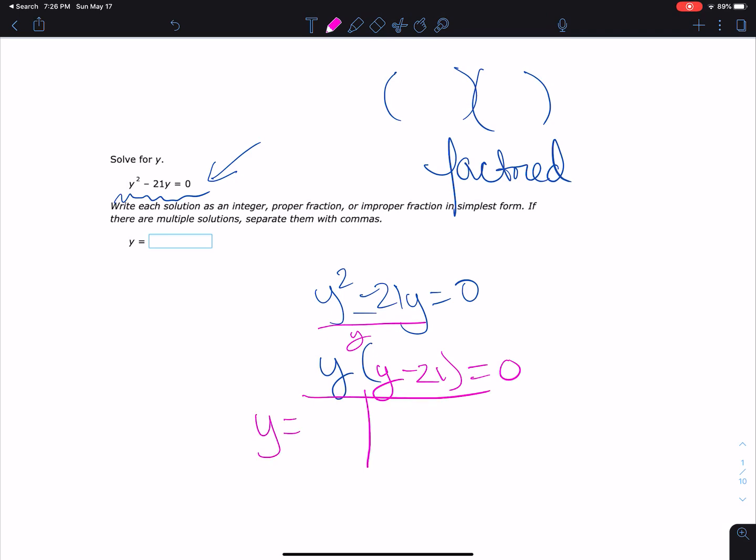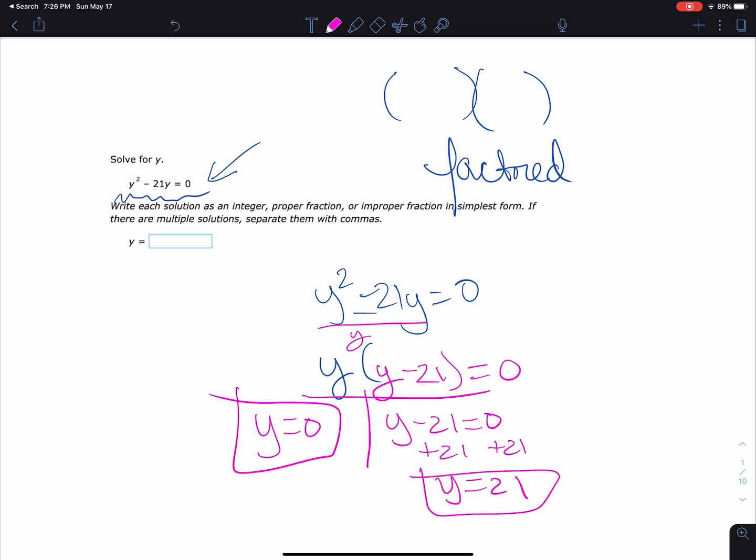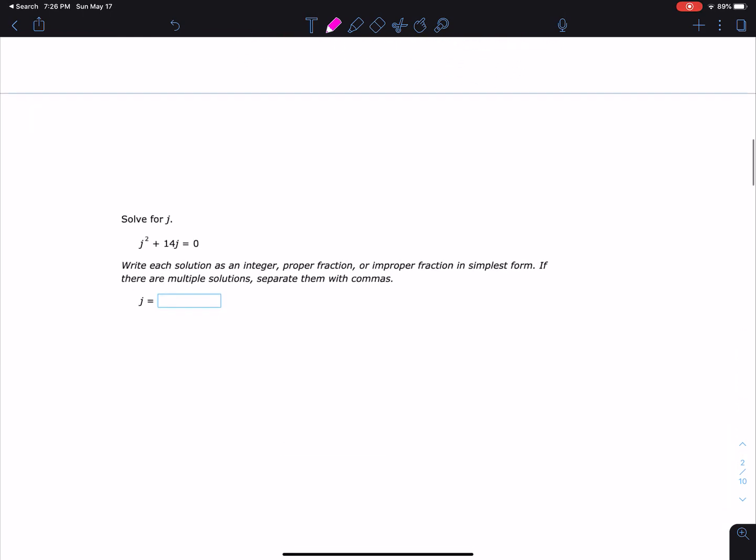I would say y equals 0. Then y minus 21 equals 0, and then I would add 21, so y equals 21. Technically, none of this is new. It's just combining all your skills and putting it together. We factored right before we went into quarantine, and then you were solving just the last section, BB.7. So we're combining it. All right, let's go ahead and look at our next example.